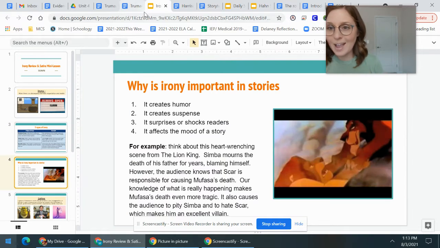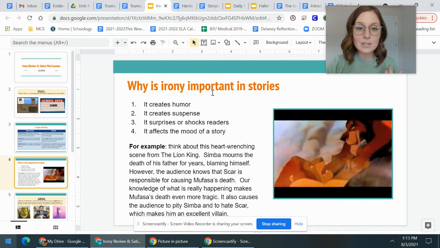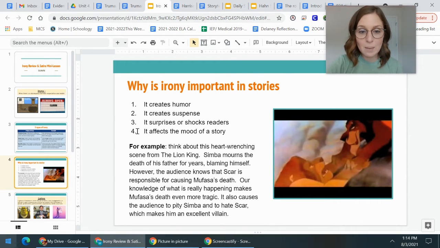So why is irony important in stories and movies? Well, it can create humor. It can create suspense. It can shock the reader, which we like being shocked as readers or viewers of a film. And it can affect the mood of the story. Let's look at an example here.